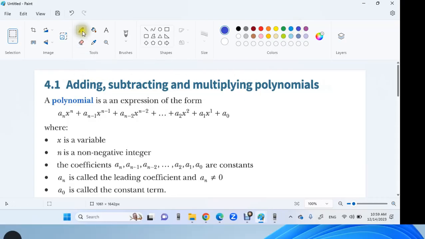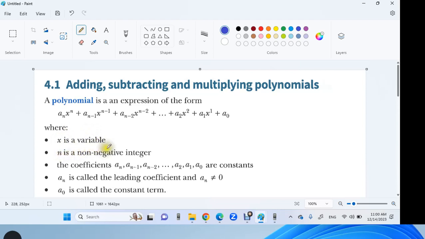So we go to 4.1, adding, subtracting, and multiplying polynomials. A polynomial is an expression of the form a_n x to the power n plus a_(n-1) x to the power n minus 1, and so on until this. So x is a variable. We have a variable x, variable y, z.